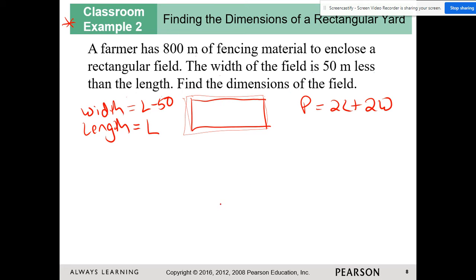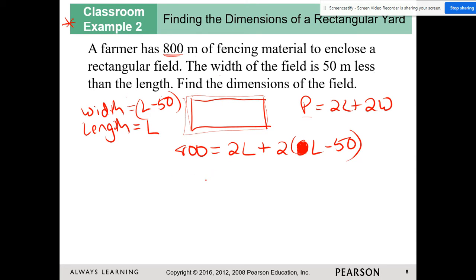Find the dimensions of the field. So we know our perimeter, that's our 800. We don't know what our length is, but we do know what width is. Width is L minus 50. Make sure you put that in parentheses and don't write the 2 like I did. All right, I wish this had an eraser. It doesn't.